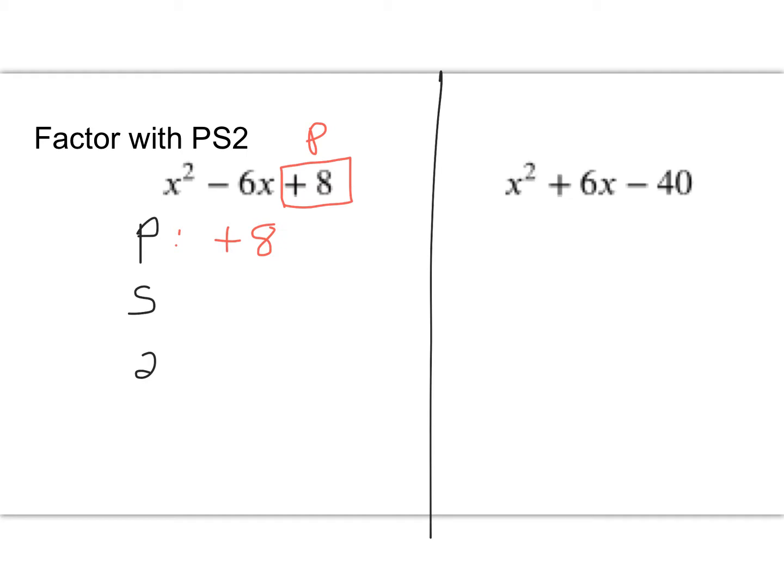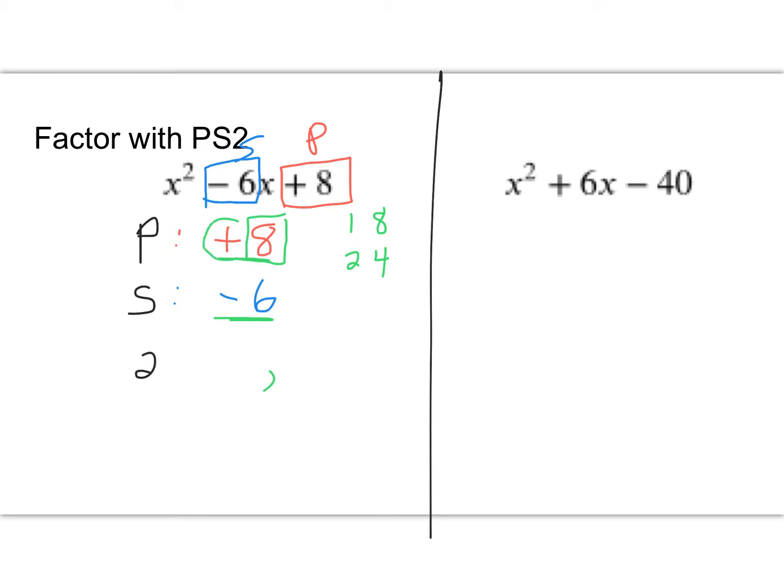Now the S component is this piece right here, and including the sign, my sum is negative 6. All right, now for the hard part of the PS2. You need the 2 numbers that multiply to give you the 8 and will also give you negative 6 when you add them. The way I always explain this to my students is, you have 2 numbers that multiply to give you 8, so start thinking about the multiples of 8. There's 1 and 8, 2 and 4.